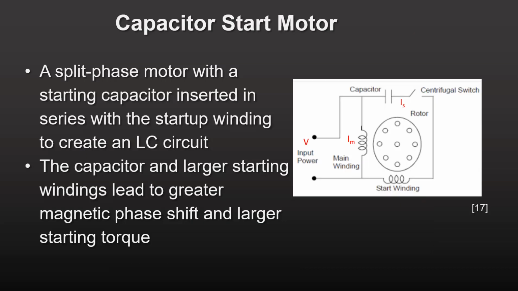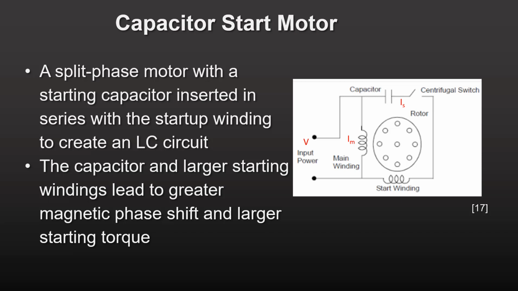A capacitor start motor is a split-phase motor with larger windings and an electrolytic capacitor placed in series with the startup winding. During starting, the current through the starter winding I sub S leads the voltage V, but the current through the main winding I sub M still lags V. This typically results in almost triple the phase angle difference between I sub S and I sub M than occurs in a split-phase motor. You then get a much higher starting torque.